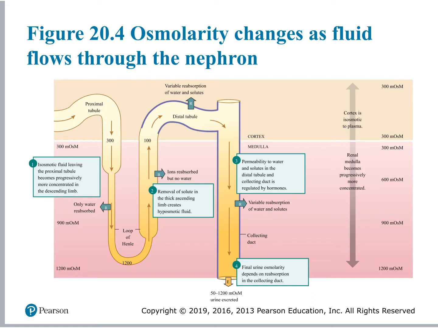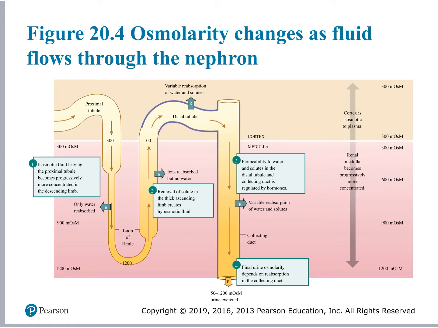However, normally, without any hormones present, there are very few, if any, water channels, aquaporins, in the distal convoluted tubule. Same thing with the collecting duct. So if there are no water channels, then the osmolarity that we started at right here at 100 will still be around 100 when it gets to the very end of the collecting duct.